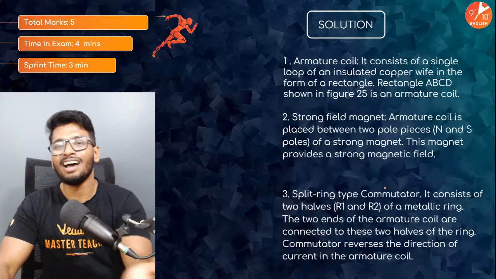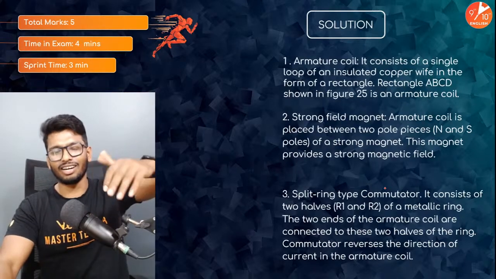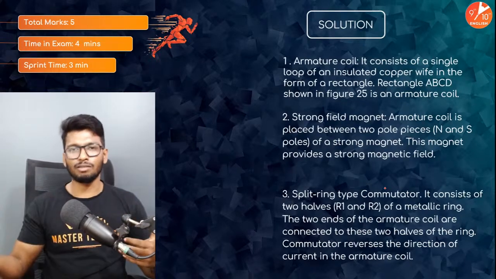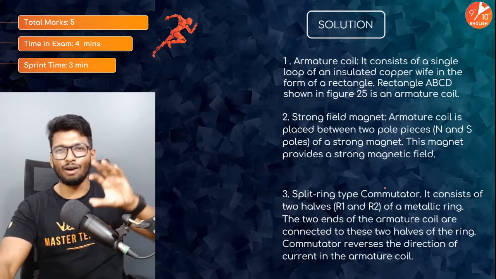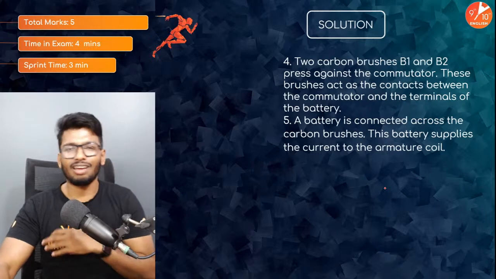So this is the diagram. This is the solution. You can download it later. So you can talk about the direction of current and how the armature coil is impacted when the current is flowing through it, and how the split ring changes its position while the armature coil rotates, and everything that goes with it.